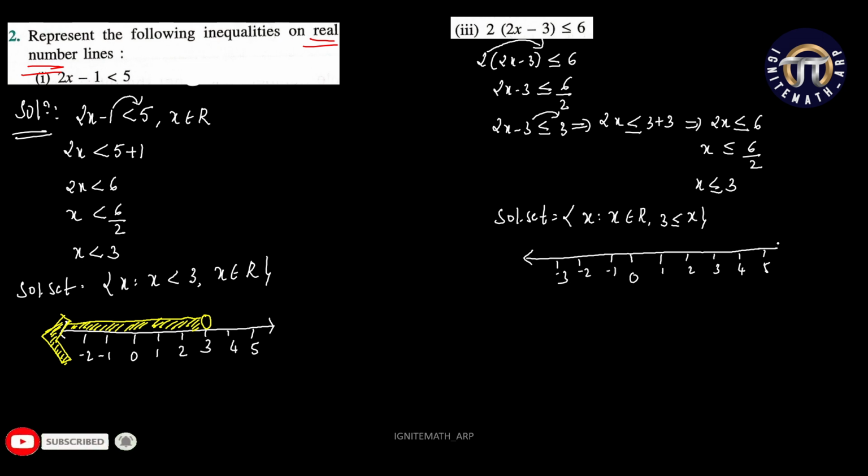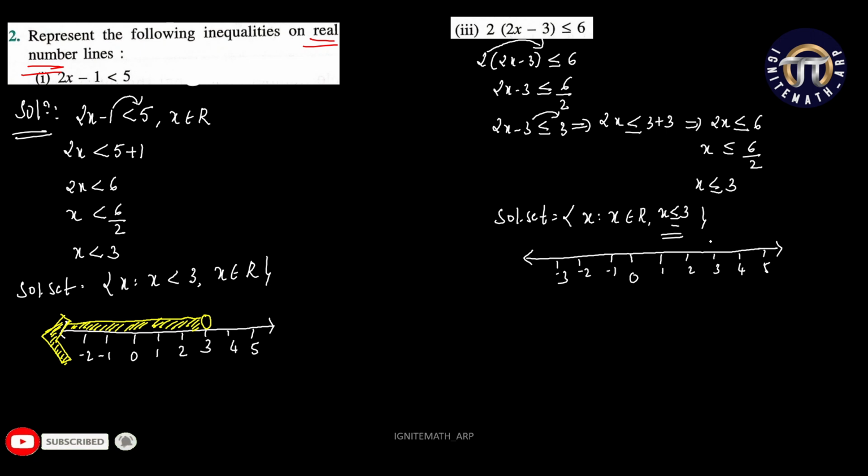I'll draw the arrowhead on both sides. Now let us go to the value. Clear, children? So now take this one. Here in our solution we have got x is smaller than or equal to 3. So I'll just write x is smaller than or equal to 3. Clear? Okay, x is smaller than or equal to 3.